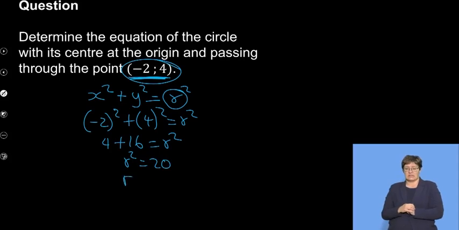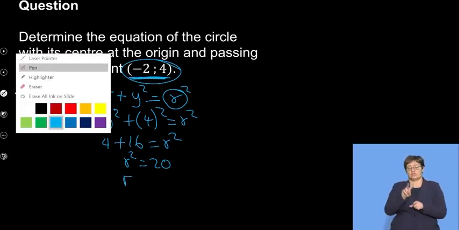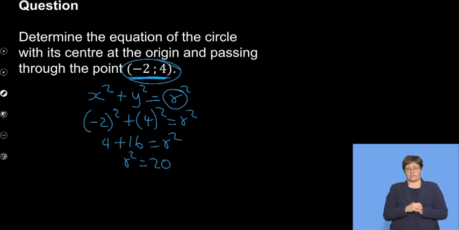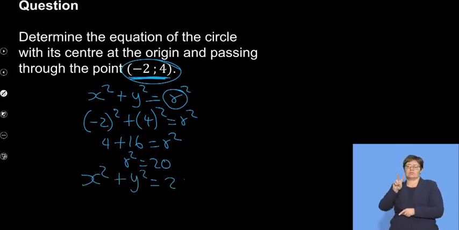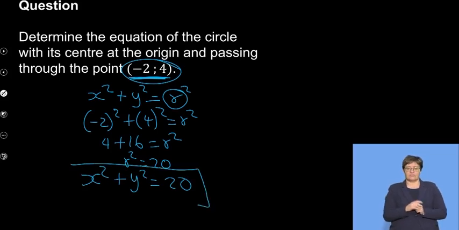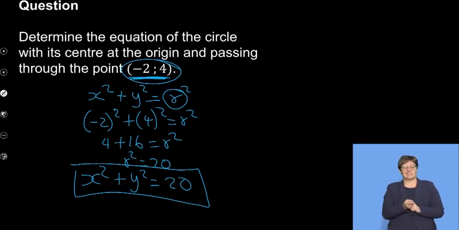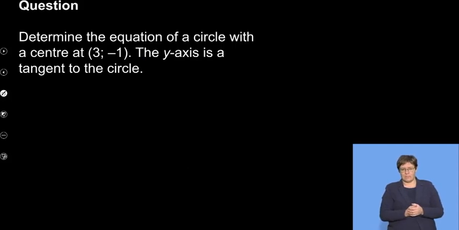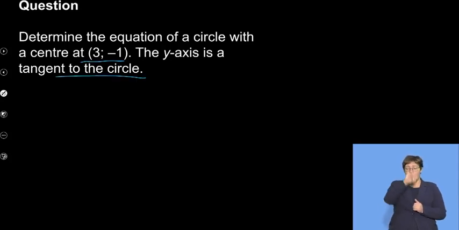Then you don't really need to even find the square root there, right? I was actually about to do it, but now that I'm thinking about it, I don't even need to do that. So it will be x squared plus y squared equal to 20. And that will be the equation that we need there. So you don't really need to find the r value, the actual radius, because you are going to square it after all. Then determine the equation with a center at, and then the y-axis is the tangent to the circle.